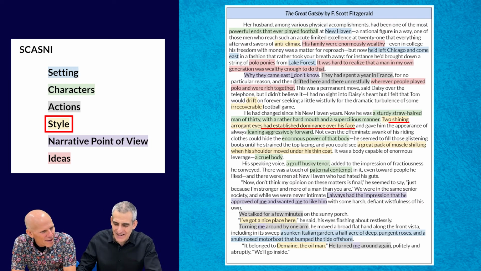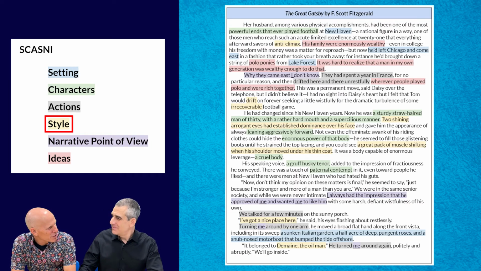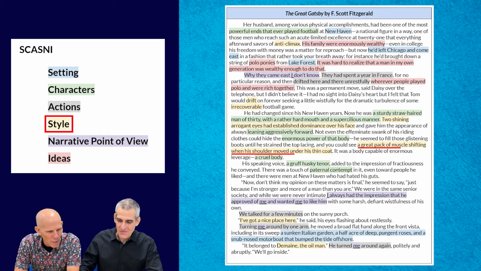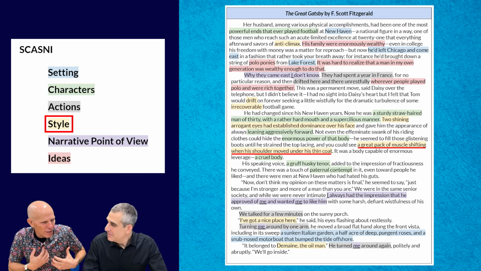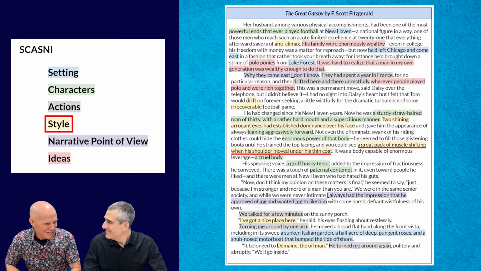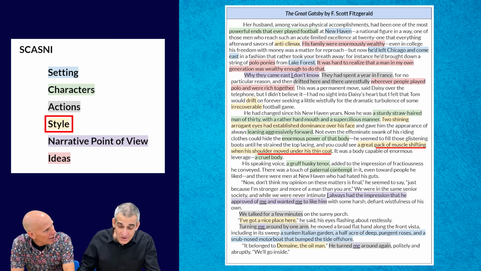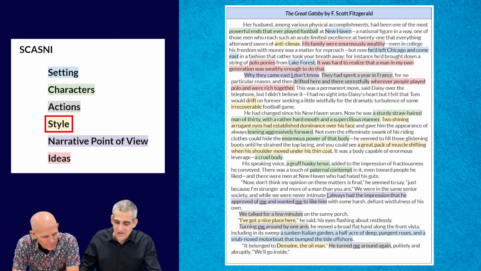And the eyes have dominance over his face. It's almost like they're personified. These eyes have such dominance. Right. And then we have the imagery of the "pack of muscles shifting when his shoulder moved under his coat." Okay. Yeah, so we do get imagery, a really good description of this character. Okay, what are we moving to next in SCASNY?